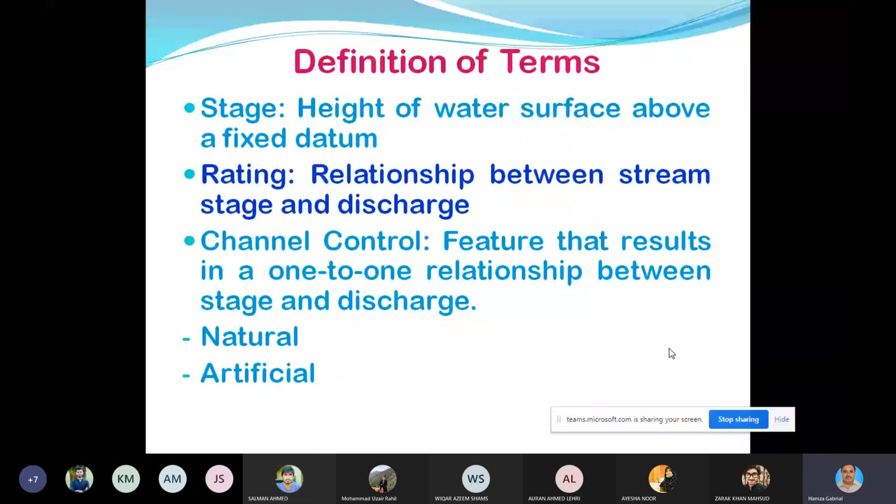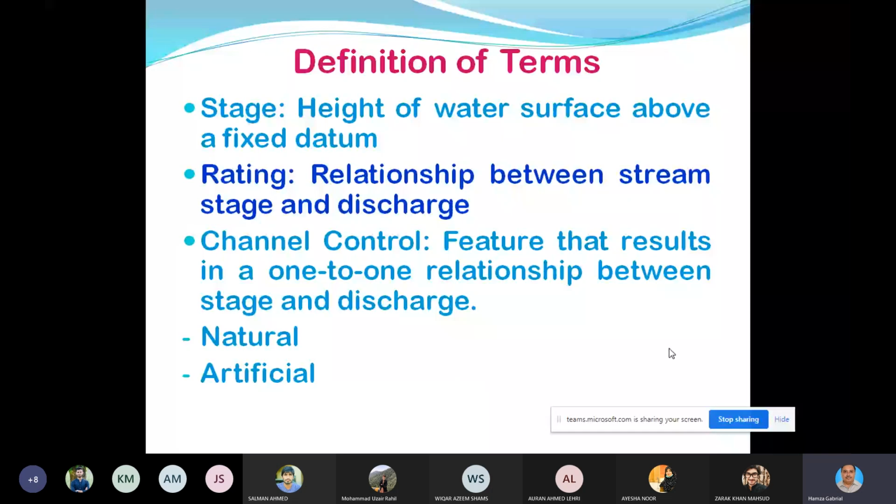So before we discuss how we measure the discharge, there are some terms which we'll be using time and again. So first we will define those terms and then we will go to the discharge measurement. First we are using the terminology of stage, and stage we have already discussed in the previous lecture. It is the height of the water surface which is measured above a fixed datum, which can be a survey bench or it can be above mean sea level.